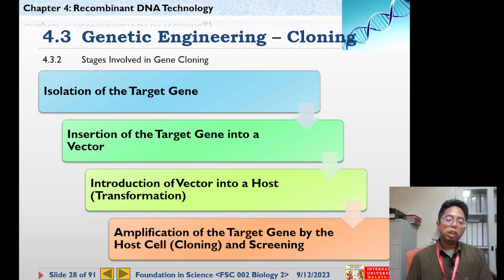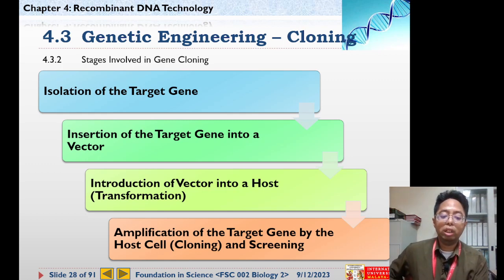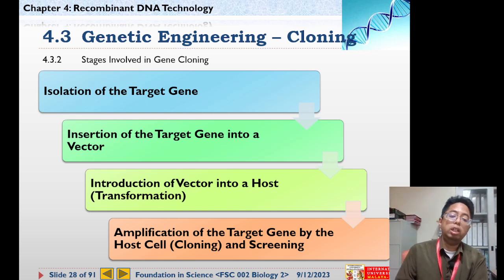So in gene cloning, what you need to do is, first of all, isolate the target gene, insert it into a vector, transmit the vector into a host, called transformation, and amplify the target gene in the host cell by cloning and screening.